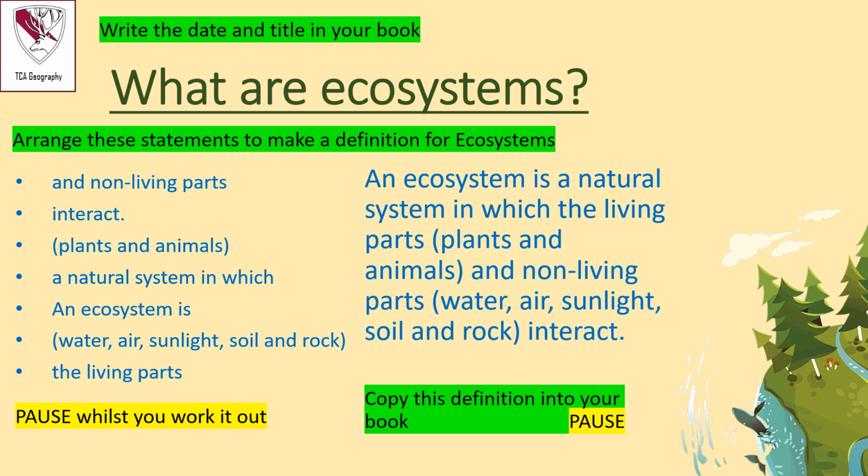Here's the answer. An ecosystem is a natural system in which the living parts, plants and animals, and non-living parts, water, air, sunlight, soil and rock, interact. Copy this definition into your book.